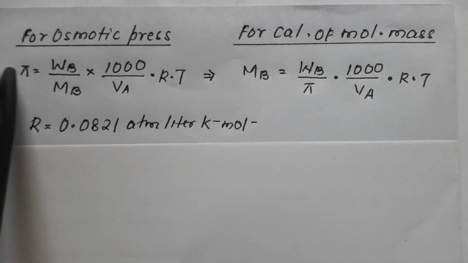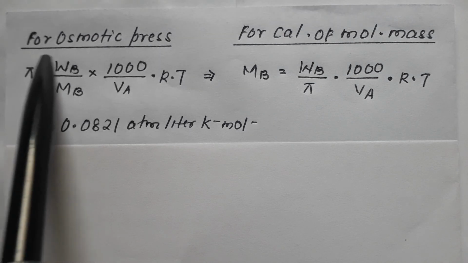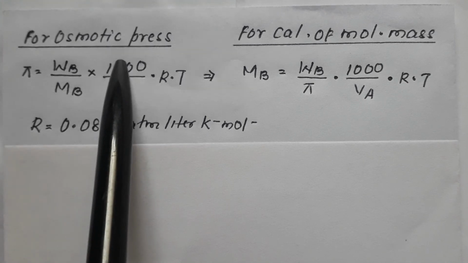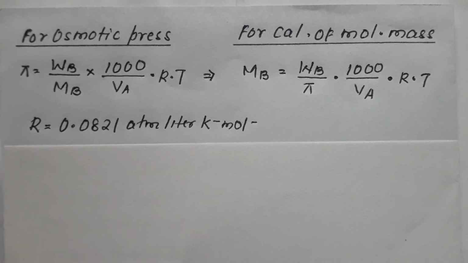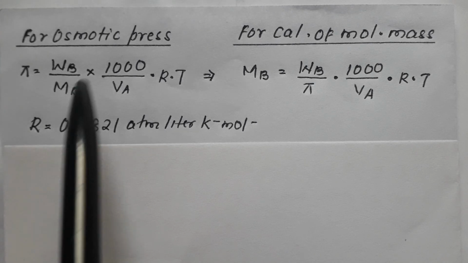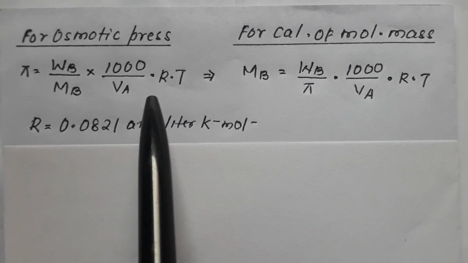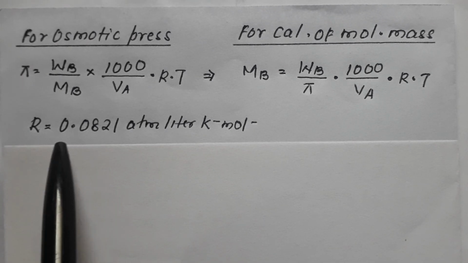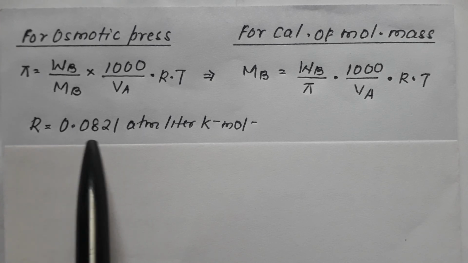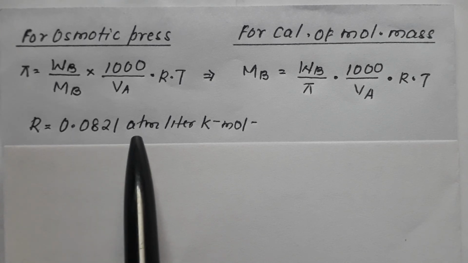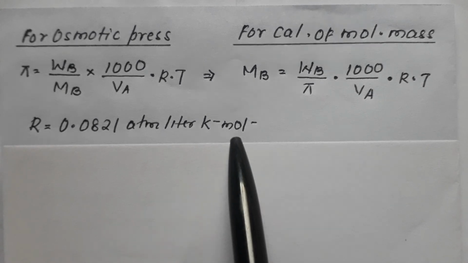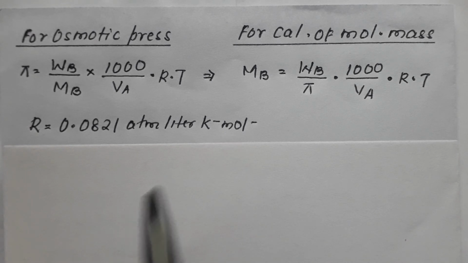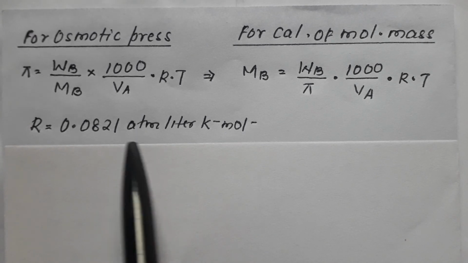So the formula for the calculation of osmotic pressure is pi is equal to Wb upon Mb into 1000 upon Va into R into T. Wb is weight of solute, Mb is molecular weight of solute, Va is volume of the solution, R is the gas constant, and T is the temperature of the solution. The value of R is taken as 0.0821 atmosphere liter per Kelvin per mole. Hence it will give you the value of osmotic pressure in atmosphere.